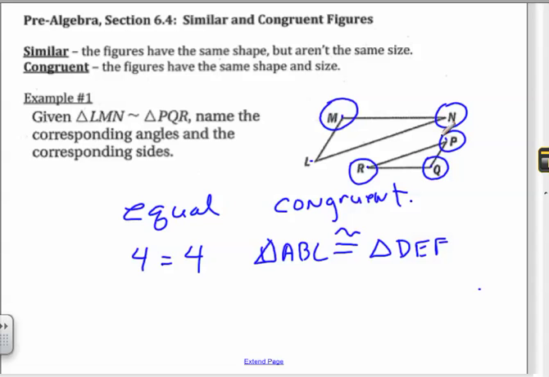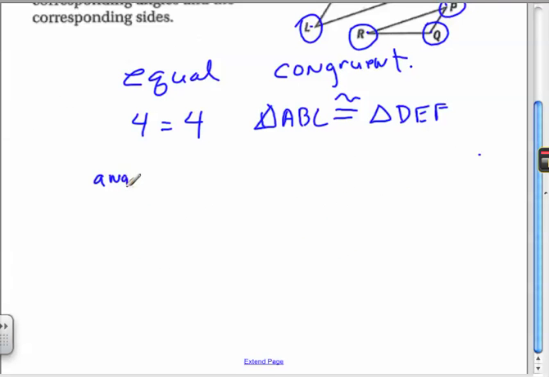L and P. Okay? Guys, I'm going to show you something. Whenever you write the names of these figures, they are always in the same order with their corresponding points. L goes with P, M goes with Q, and N goes with R. Always. Okay? Now, we can talk about these two triangles in their parts. They have angles, and they have sides.